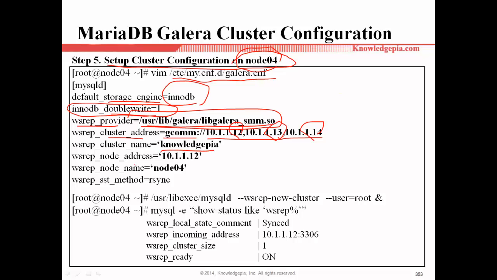In the case of node 4, it has this IP address, 10.1.1.12, and the node name node 04. And the SST method will use rsync. In the case of node 5 and 6, you only need to change this one, okay? The IP address and host name.